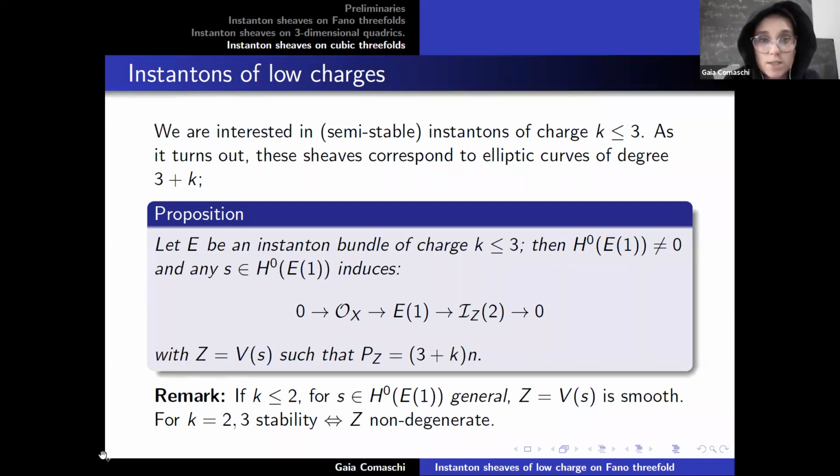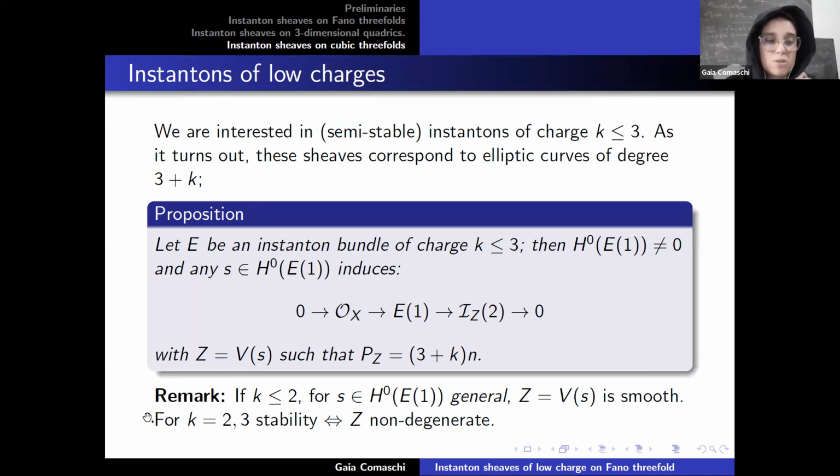We can indeed prove that if we have an instanton bundle that has charge less than or equal to 3, then the twist by 1 always admits a global section, and each global section vanishes along a curve of such a kind, so a curve with Hilbert polynomial 3 plus kn. So here, for example, if E is the trivial bundle, this will just be the Koszul resolution of the ideal of a plane cubic. So what we can highlight is that whenever the charge is less than or equal to 2, a general global section of E twisted vanishes along a smooth curve.